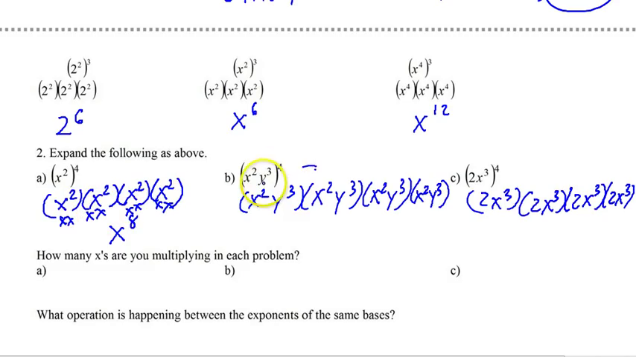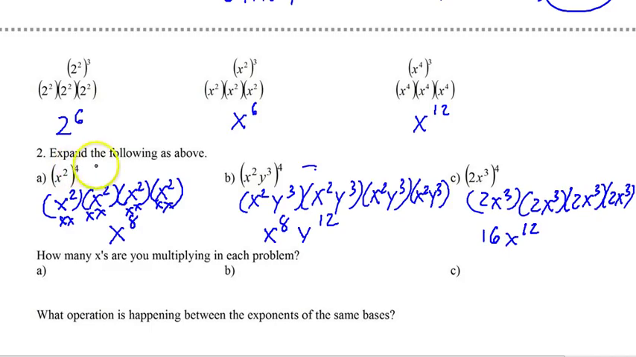So if we do this one, let's look at the x's. It's 2 plus 2 plus 2 plus 2. That's a total of 8. And then the y's would be 3 plus 3 plus 3 plus 3, which is 12. And then let's look over here. It's 2 times 2 times 2 times 2. So 2 times 2 is 4. Times 2 is 8. Times 2 is 16. And then the x's is 3. So that's 12.